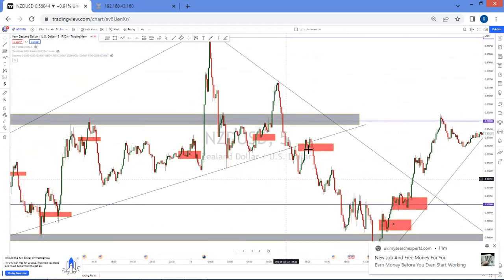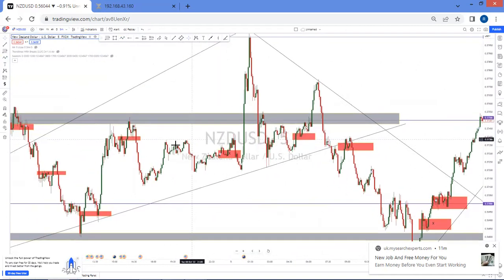Can you see this move again? See this M created. Can you see this W pattern created? I long. I thought it was an M here, so I was planning to short, but it worked.